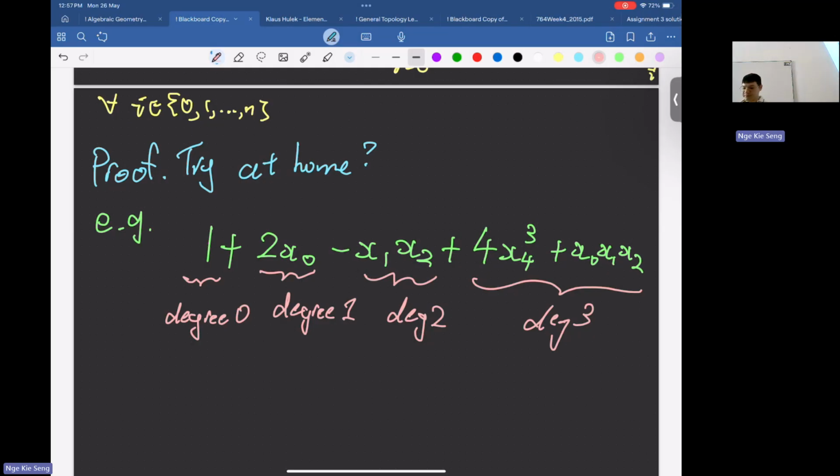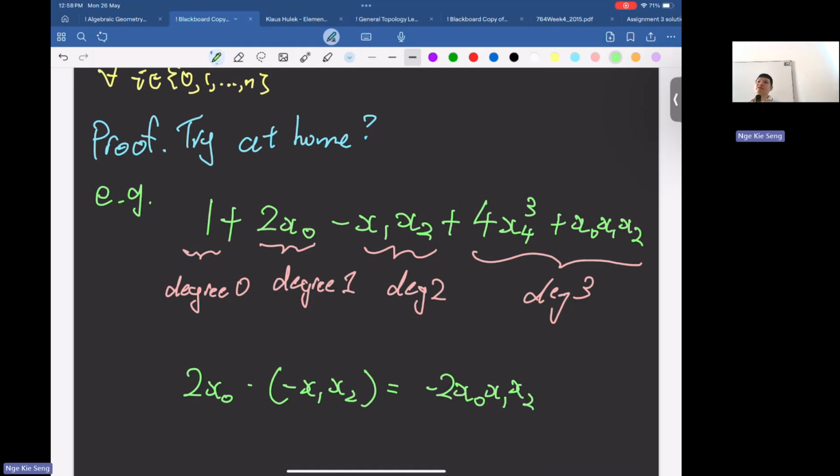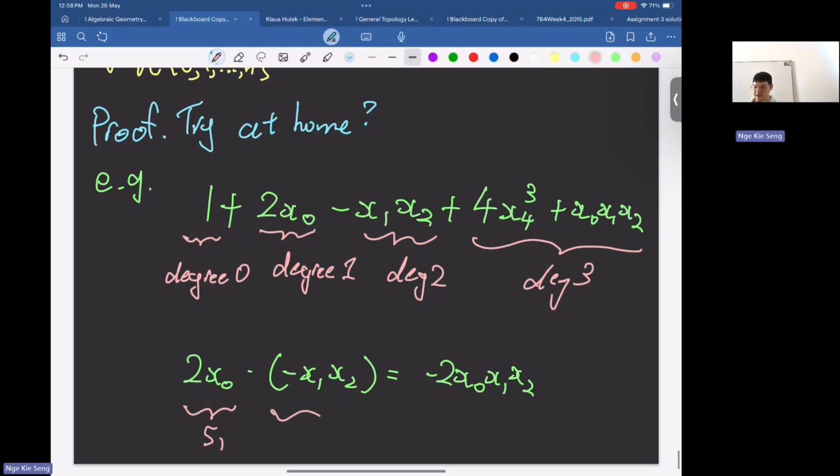Okay. So in other words, for example, if I take a degree 0 element and multiply it with a degree 2 element, what do I get here? You get a degree 3 element. So let's say this is x1, using the notation from just now, x1, x2, it should live in S3. Make sense?